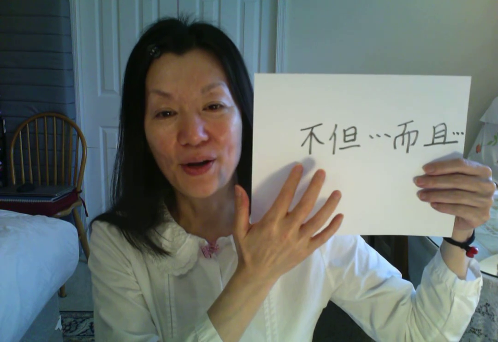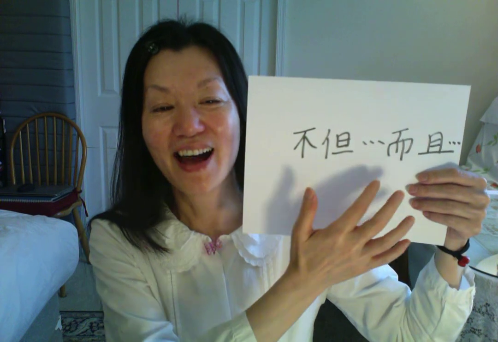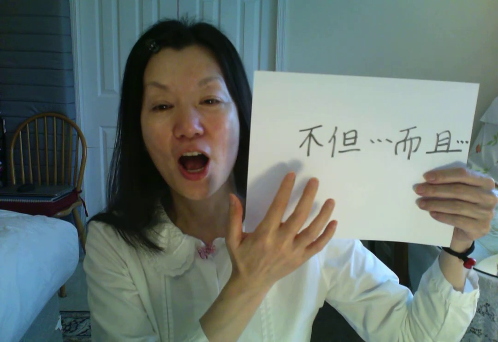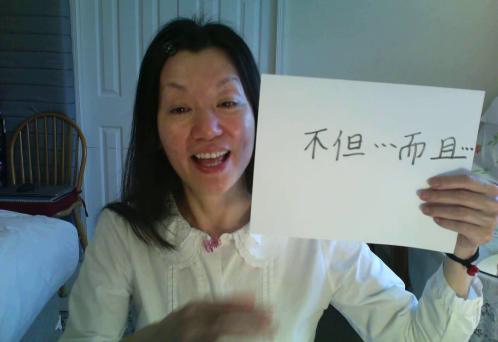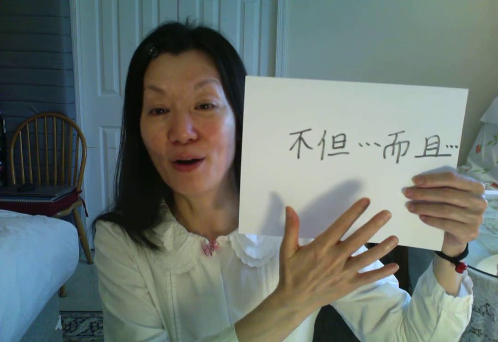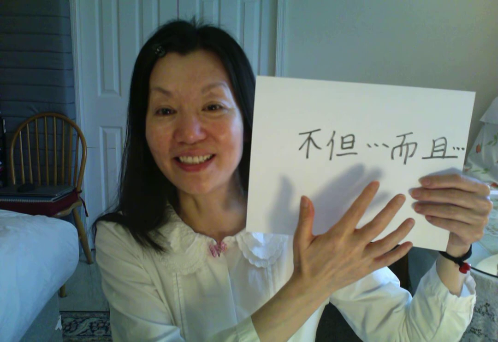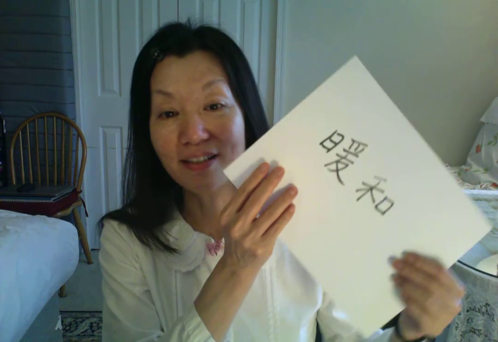You know this one, right? 不大而且. Not only, but also. 不大而且, not only, but also. 不大而且. Okay. Let me see next one. Next one, we're talking about weather. How is the weather?